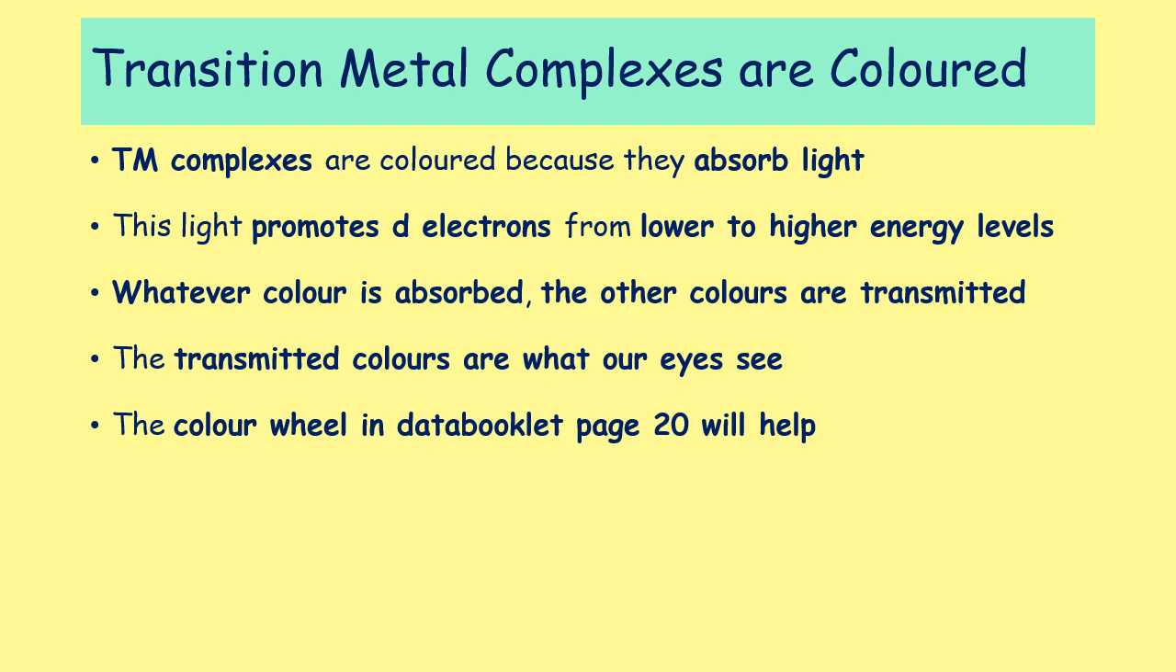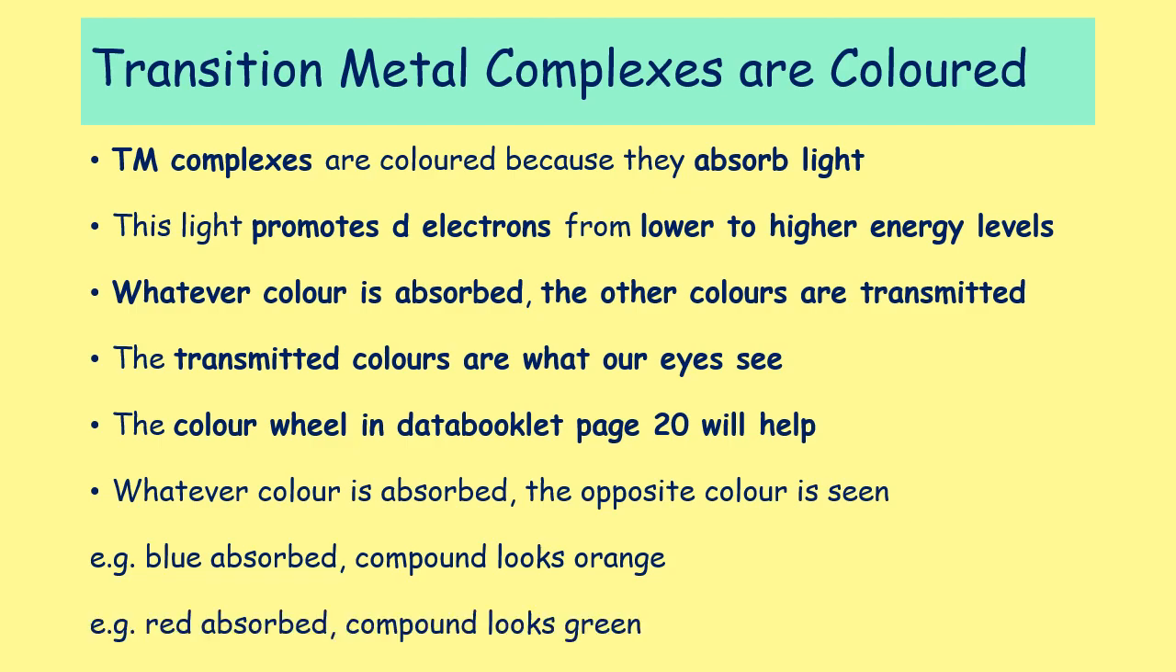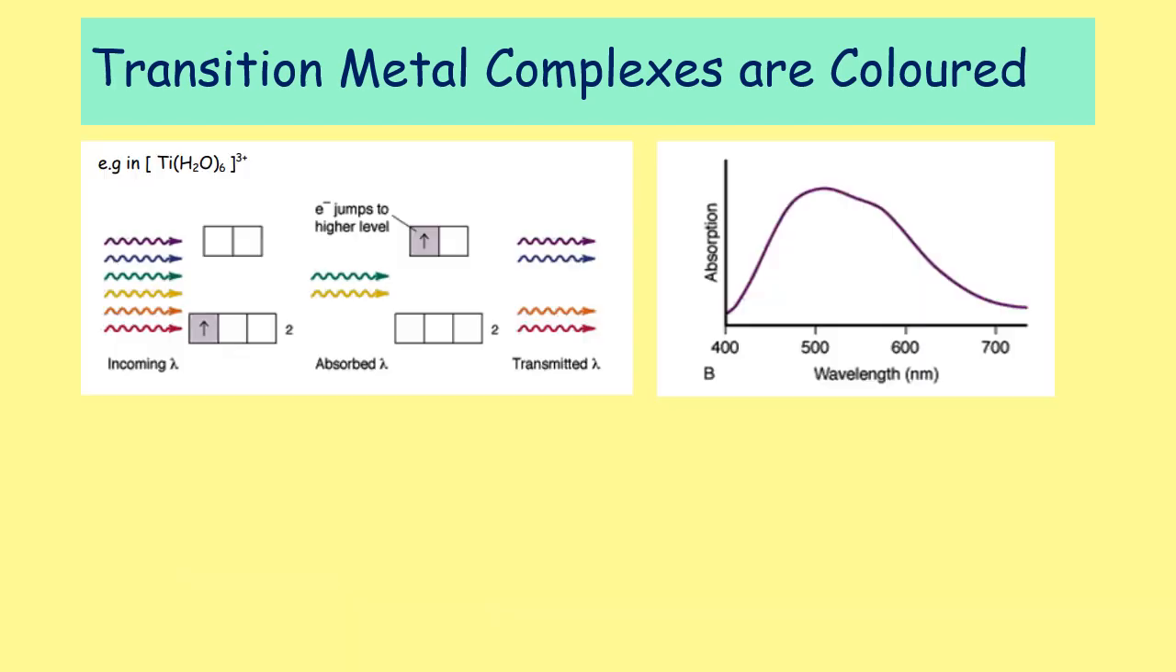And so when it comes to finding out what colour a transition metal complex is, you will need to use the data booklet on page 20, but you're going to need to use it differently to how you were using it previously. So remember, whatever colour is absorbed, the opposite colour is seen. So for example, if blue is the colour that's absorbed, opposite on the wheel is orange, and so that's what colour the compound will look. If red is absorbed, then the compound looks green.